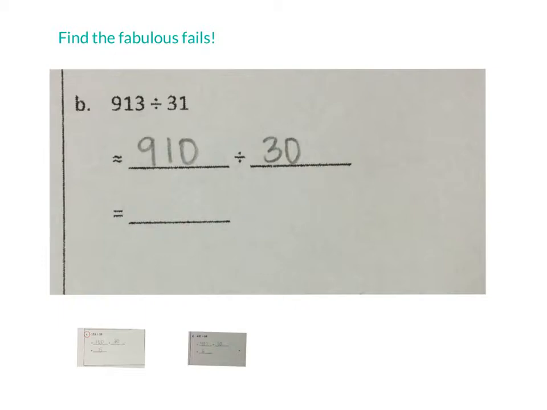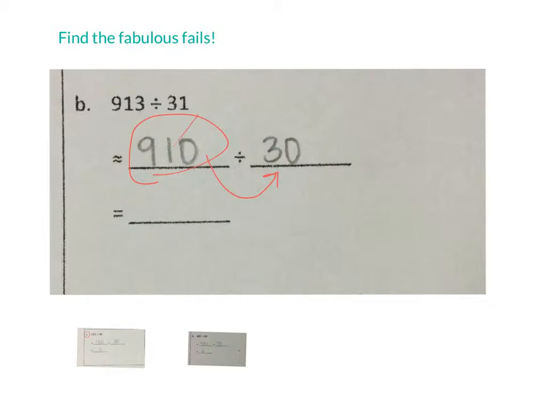The problem was 913 divided by 31. Does it look like the person rounded each factor? Yeah. Does it look like they rounded the divisor first? No. Why not? Because 910 is not compatible with the divisor, right? So let's help them fix their mistake. Is 31 the divisor? Should we round it to 30? Is that pretty close? Yeah. Okay. So what would be a whole that's more compatible with 30?